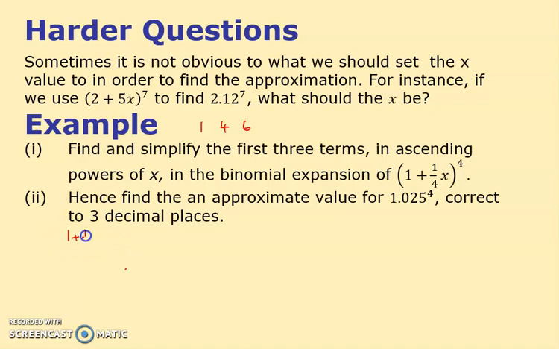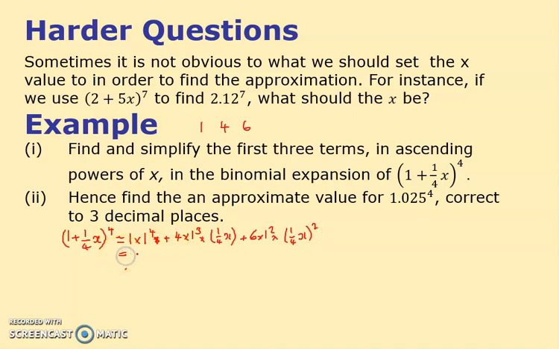So I'm going to write 1 plus a quarter x to the power of 4 is about equal to, and I'm only writing the first 3 terms. So it's 1 times the 1 to the 4 times the quarter x to the 0, not going to bother with that, plus, because it's a plus in the middle, it will be a plus, 4 times 1 cubed times a quarter x to the 1, plus 6 times 1 squared times a quarter x squared.